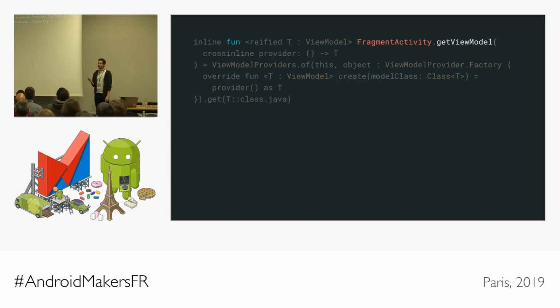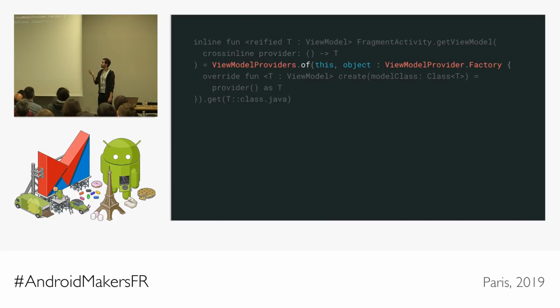This is actually an extension function on top of a fragment activity. It's fragment activity just because that's what ViewModelProviders expect in the of method. So I'm basically complying with the API. And there I receive a reified T type, which is a ViewModel. And then as a parameter, I receive a provider, kind of like the provider we had before, but not a Dagger provider anymore. It's just a lambda that returns a ViewModel.